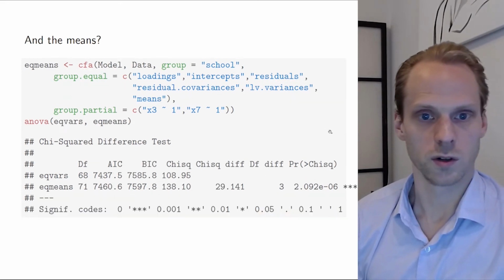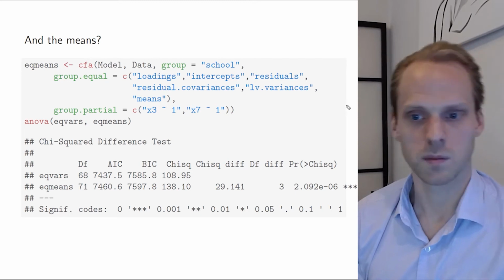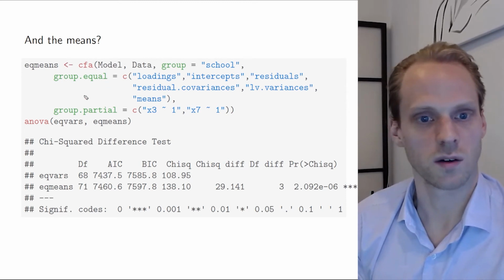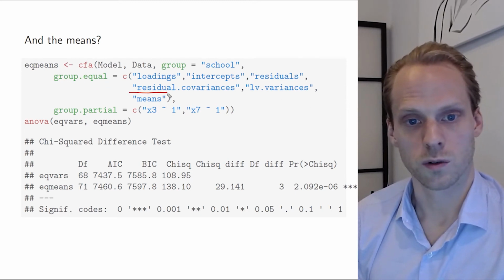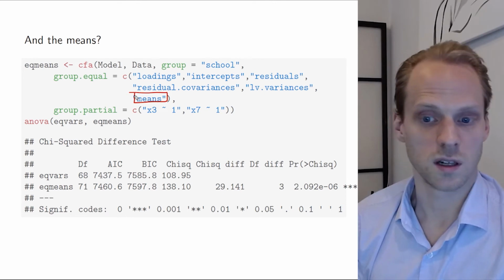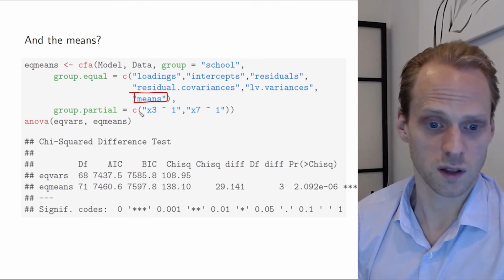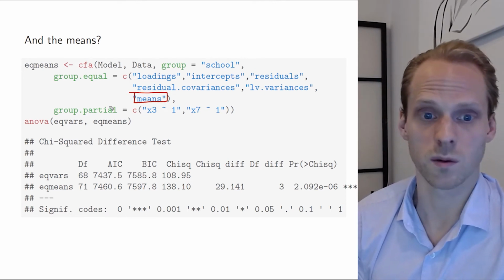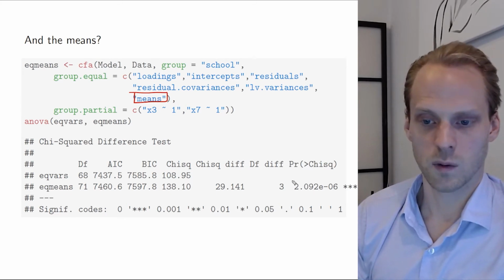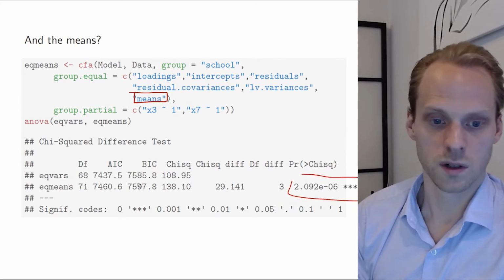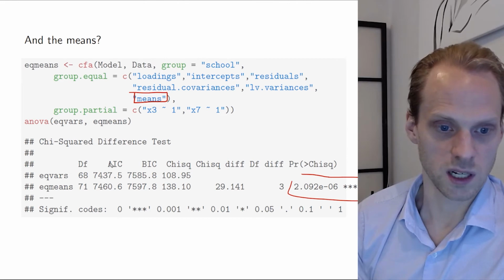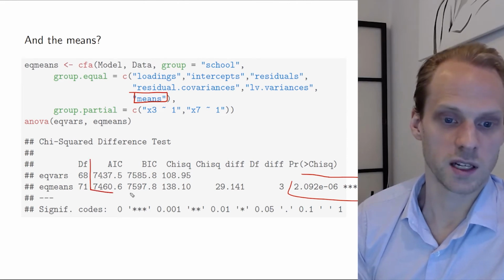And then we can also look at the means. And that might be the thing that might be most interesting. So now, is it also possible to constrain the means to be equal? And now we get a very significant p-value. We get a higher AIC and a higher BIC.